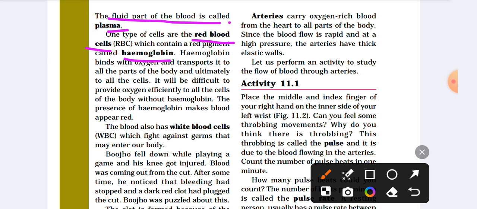Hemoglobin का काम होता है, it binds up with oxygen and carbon dioxide and food and waste and transports it to the rest of the body and the cells. Now, it would be difficult to provide oxygen efficiently to all the cells of the body without hemoglobin because it is the only substance in the blood that can carry substances along with it or bind with it.